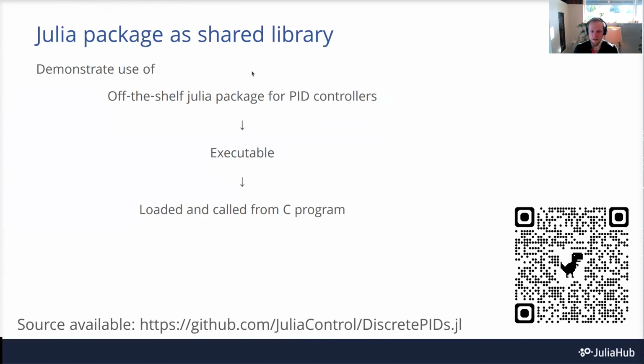The next demo, we're going to compile a shared library. And here we will demonstrate that we can take an existing Julia package. In this case, the Julia package contains an implementation of a PID controller. And then we can produce an executable, or rather a shared library that exposes the functions in this library such that they can be called from a C program. And this demo is also available on this link here or on this QR code.